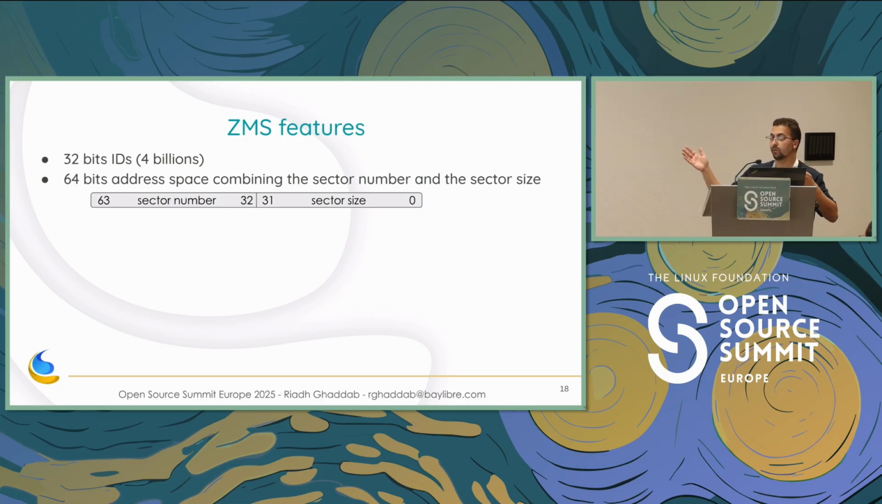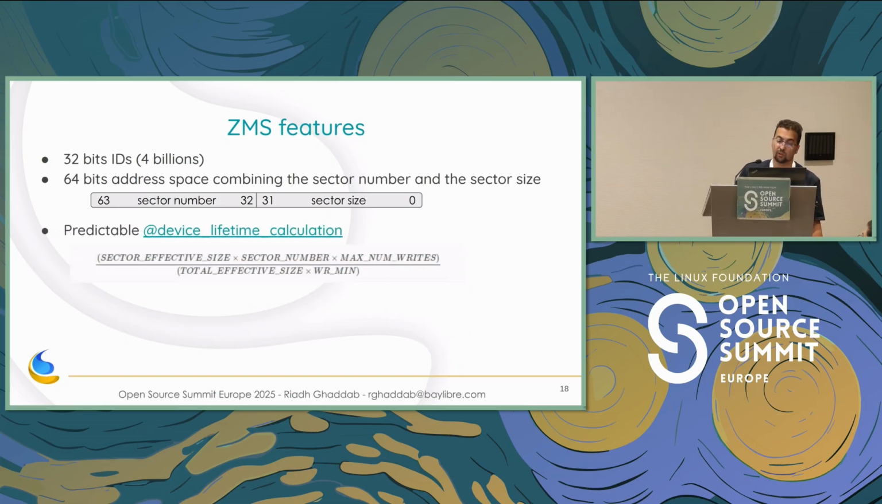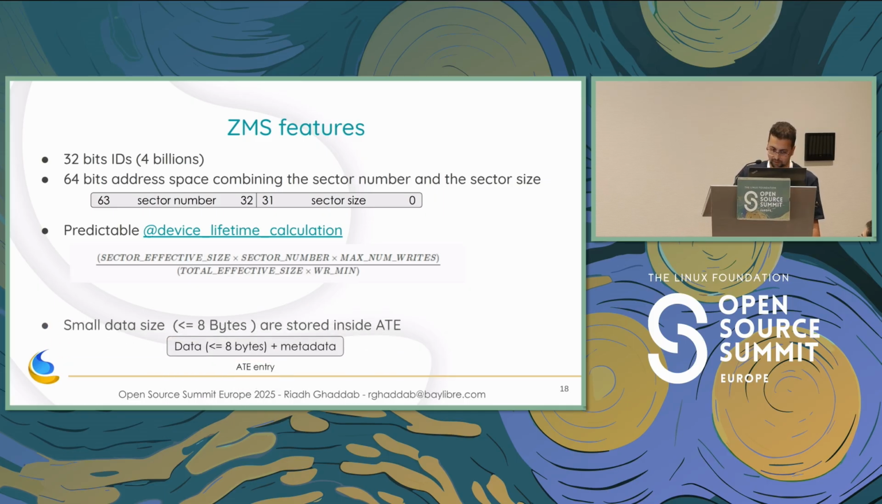If you want 100 sectors, and I don't know how many for the sector size, they're divided into 2 parts. So you can have a 64-bit address using this combination. It has also predictable device lifetime calculation. The details are all online. So if you want to know how to calculate those numbers, you can see them online. And if you have some question, you can ask me.